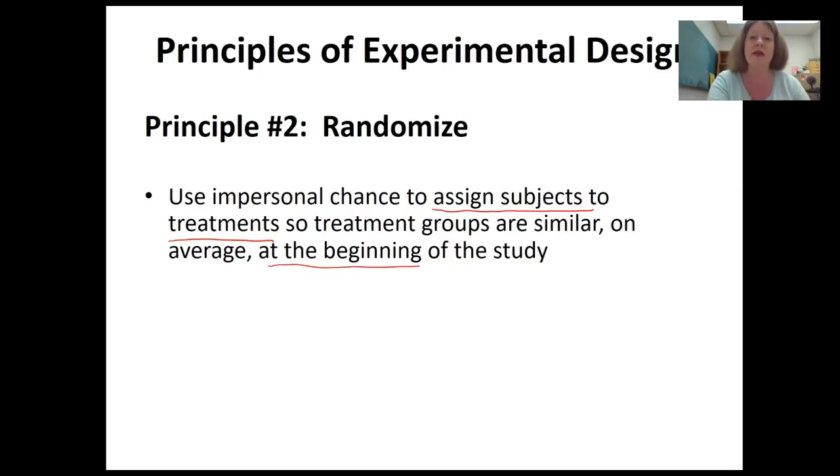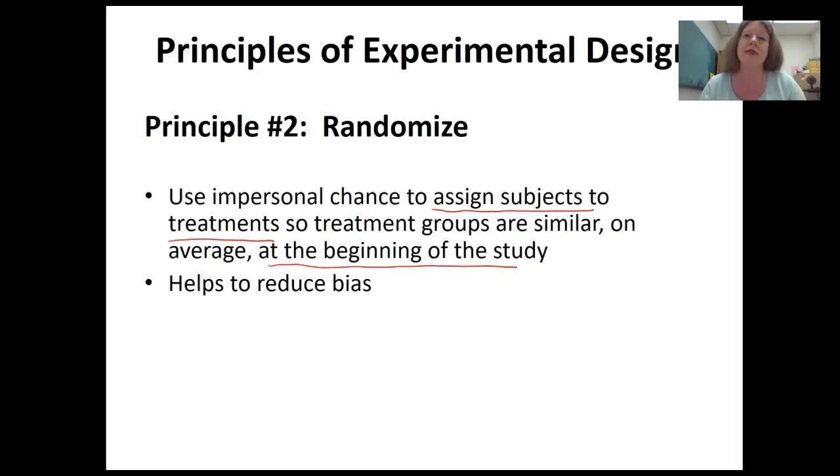Once we have that sample, we randomize or randomly assign them to different treatments so that, again, we can hopefully create a situation where at the very beginning of our study, before we've actually imposed the treatment or the explanatory variable, the different groups are as similar as possible. So we're trying to start with groups that are very similar at the start of the study in terms of all the possible lurking variables that could come into play. And hopefully then the only difference among the groups will be the treatment that is applied or the explanatory variable.